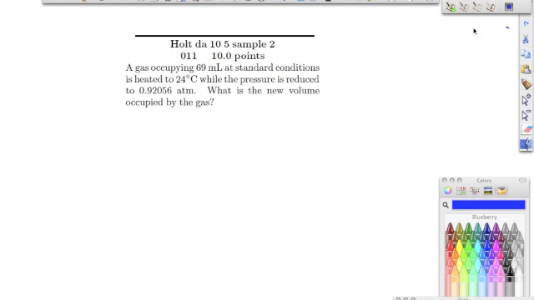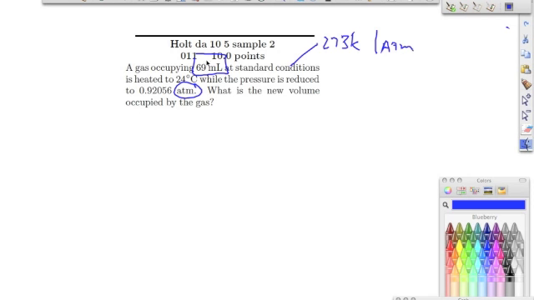Okay, on number 11, go ahead and work this one out. It says a gas occupies 69 milliliters at standard conditions. Okay, now remember, standard conditions means standard temperature and pressure, or STP, which means that the temperature is going to be 273 Kelvin, and since this pressure is in atmospheres, our standard condition means that we have 1 atmosphere of pressure.